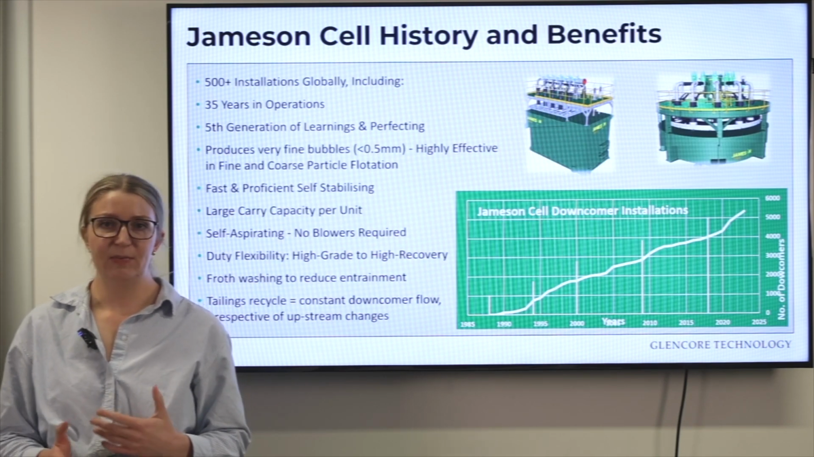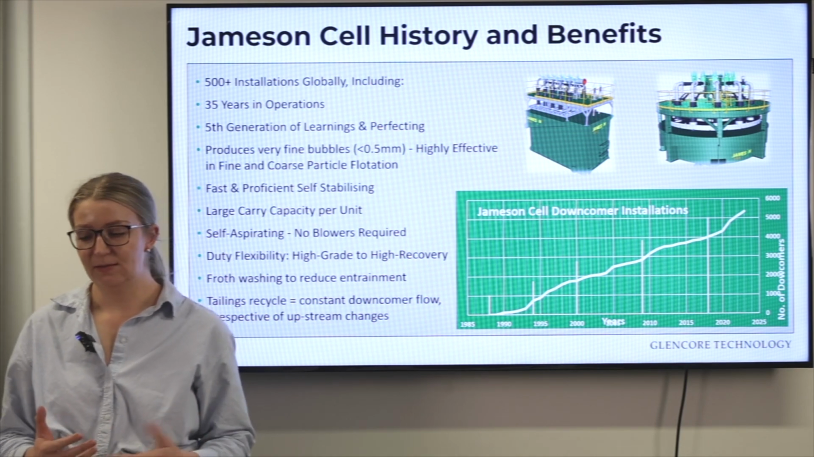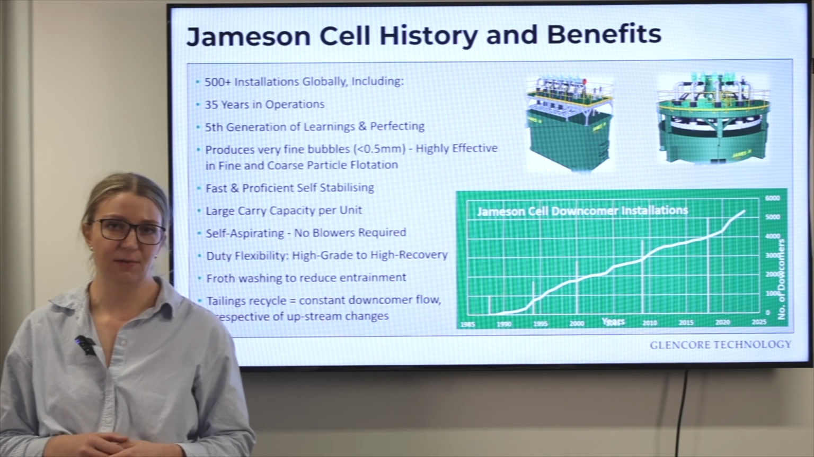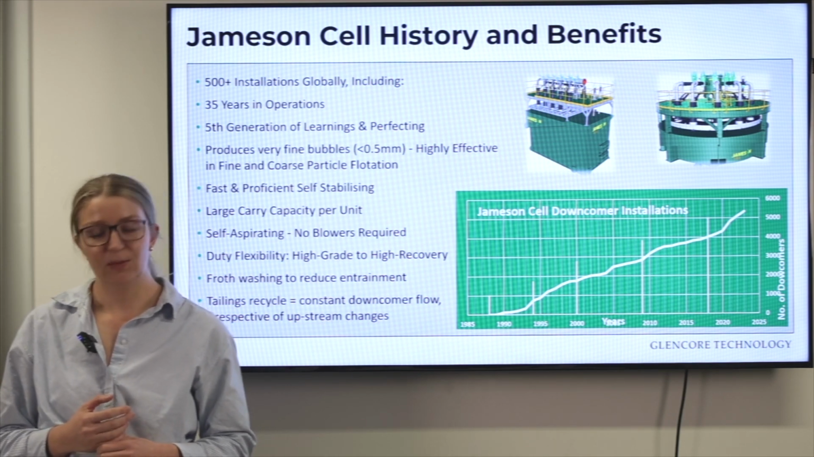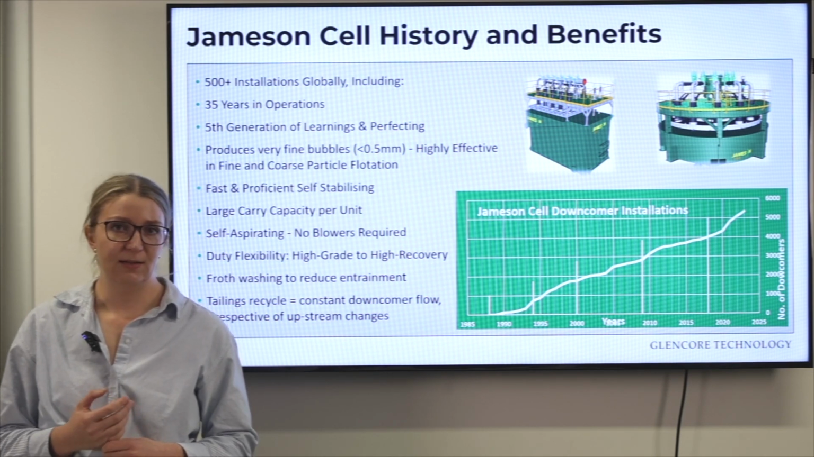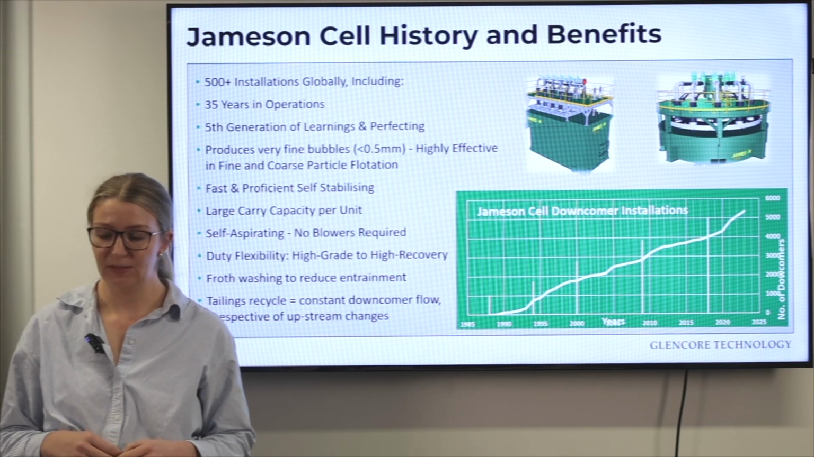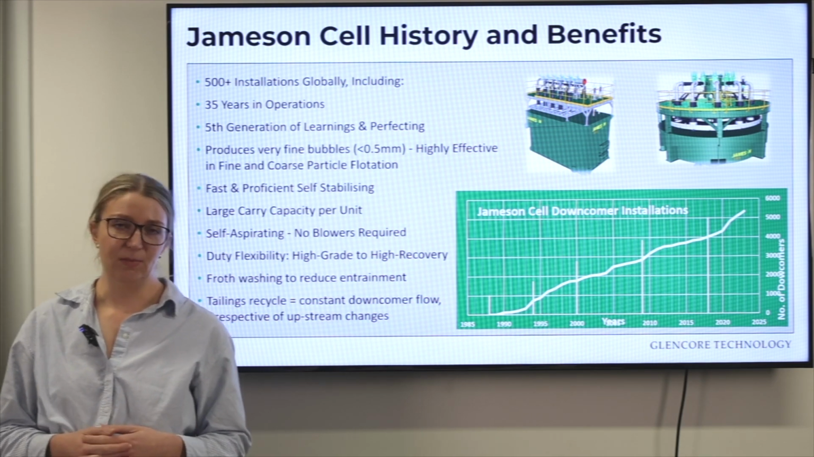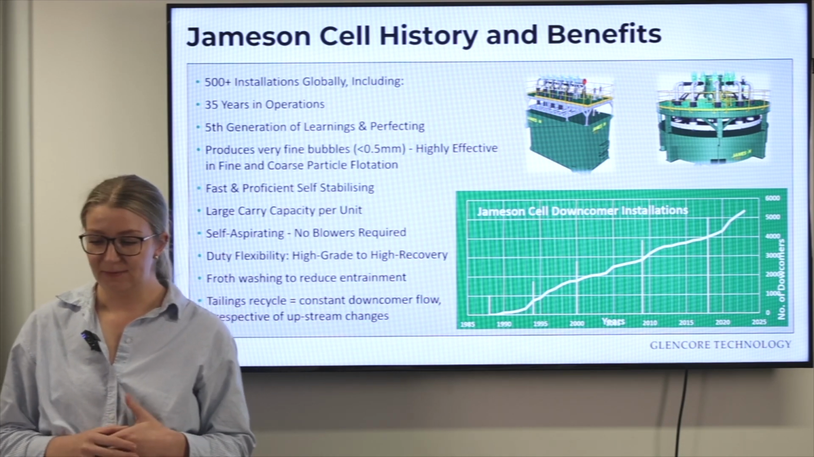So Jameson cells have been effective and beneficial in gold flotation. Looking at Jameson Cell technology as a whole, there are now over 500 installations globally in a range of commodities and duties. There's over 35 years of experience in operations and design since the first development and installation at Mount Isa in the late 1980s. And since then, the Jameson Cell has undergone a number of design improvements to enhance the operability, maintainability, and performance. And we're now up to what we call the Mark V design.